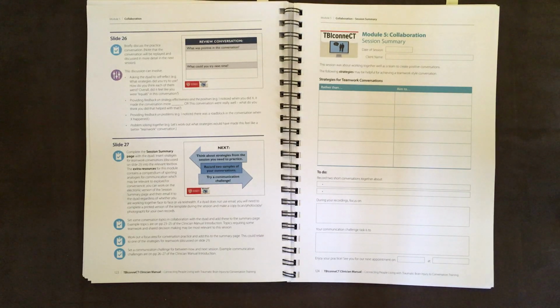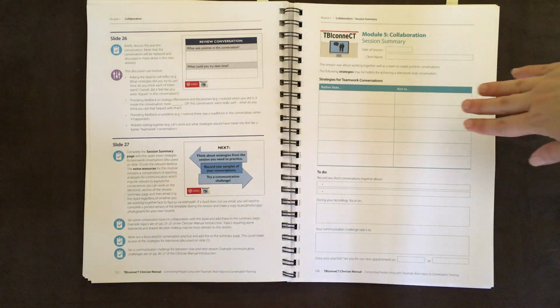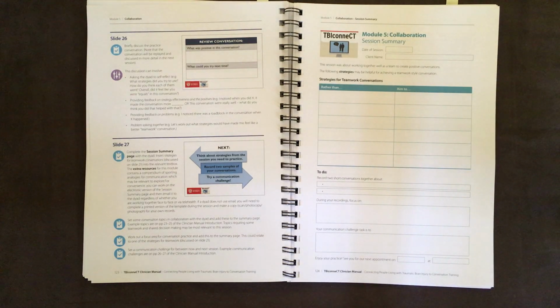At the end of each module, you'll find a session summary page. This also comes as a printable document on the USB stick. On this page, you would be summarising the key points discussed in the session. For example, for this page, you have some space to highlight the key strategies relating to collaboration or teamwork.